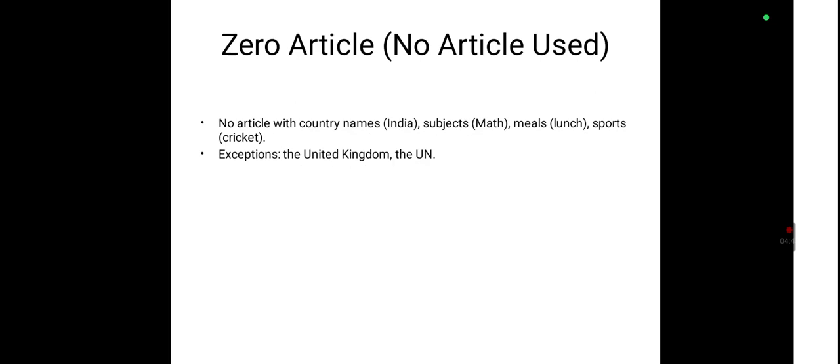And let us discuss the zero article, which means no article is used, where we should omit the articles, where we can skip using the articles. No article with country names. We should omit the articles before the names of countries. India: we cannot say a India, an India, or the India. We just use India.